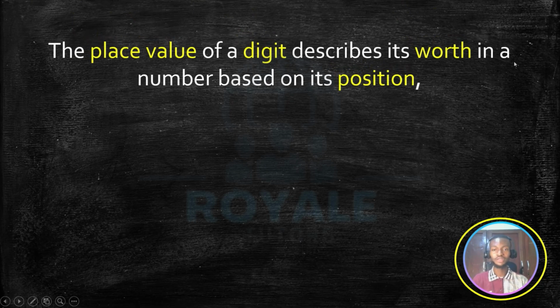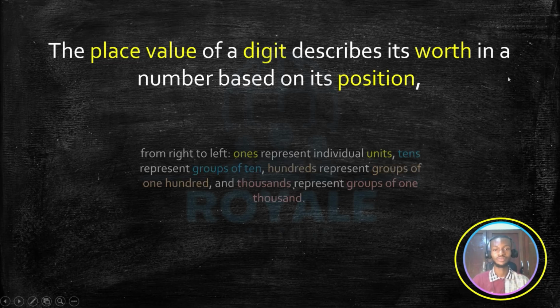The place value of a digit describes its worth, its value. The worth of a digit in a number is determined by what? Its position. So we can also call it position value. That is the value that a digit gets by reason of its position.